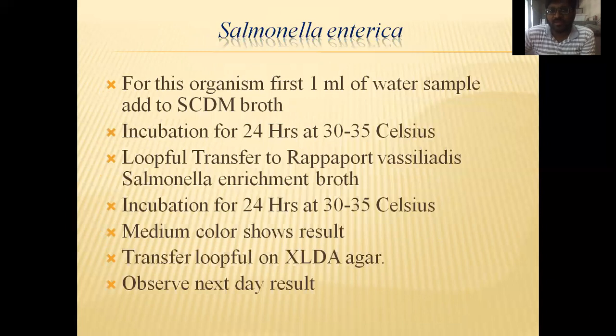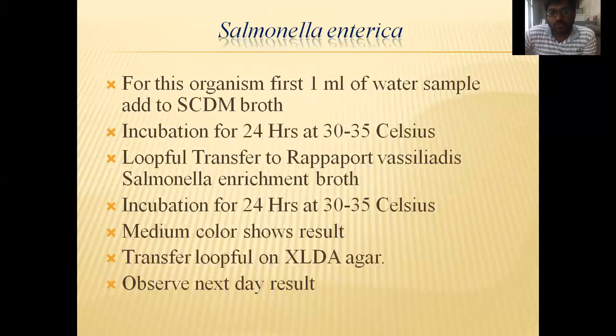Fourth one, Salmonella enterica. For this organism, you add the same 1 ml of water sample to the SCDM broth. You incubate for 24 hours at 30 to 35 degrees Celsius. On the second day, you transfer a loopful to the Rappaport Vassiliadis Salmonella enrichment broth. This is a blue colored, specialized, differential media for Salmonella. Then you incubate for 24 hours at 30 to 35 degrees Celsius. On the next day, the medium color indicates the result. If your media is darker blue, that indicates Salmonella is growing.